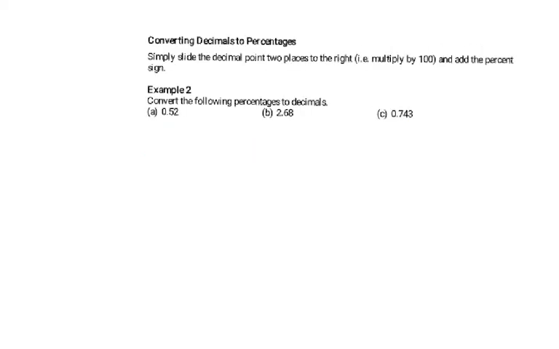Going the opposite direction from decimals to percent is just doing the opposite. We're multiplying by 100. We're moving the decimal to the right 2 spaces, so 0.52 is equal to 52%. 2.68 gives us 268%, and 0.743, remember we're just moving it 2 spaces, so it's going to end up between the 4 and the 3, so we have 74.3%.